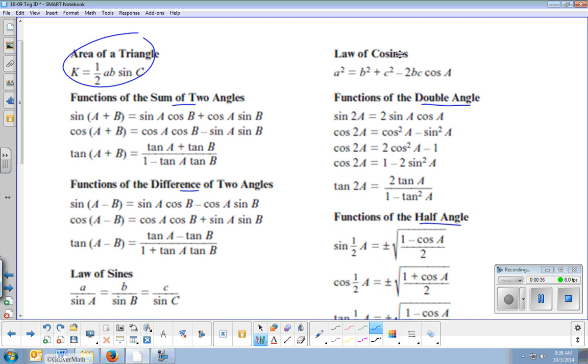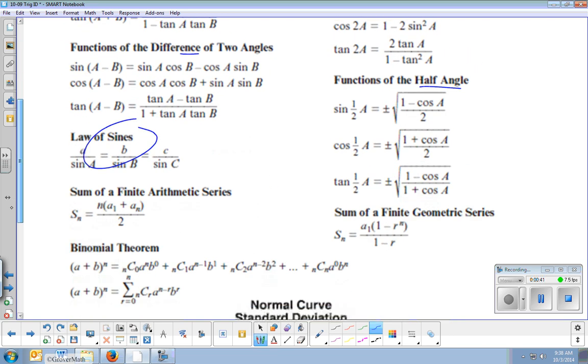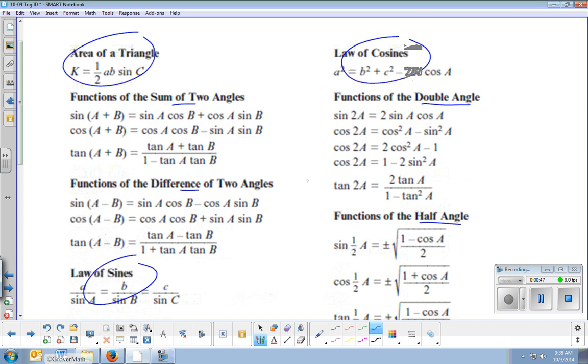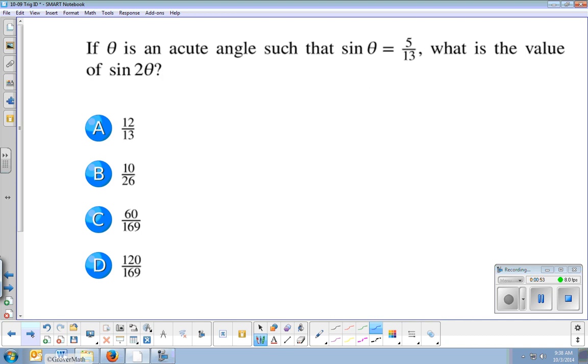Area of a triangle, we'll do a day on that. Law of cosine, we'll do a day on that. Law of sines, we'll do a day on that. Then you've got your sequences and series, and your standard deviation bell curve on the bottom here. But today we're just focusing on these four identity theorems. So let's look at our first example.